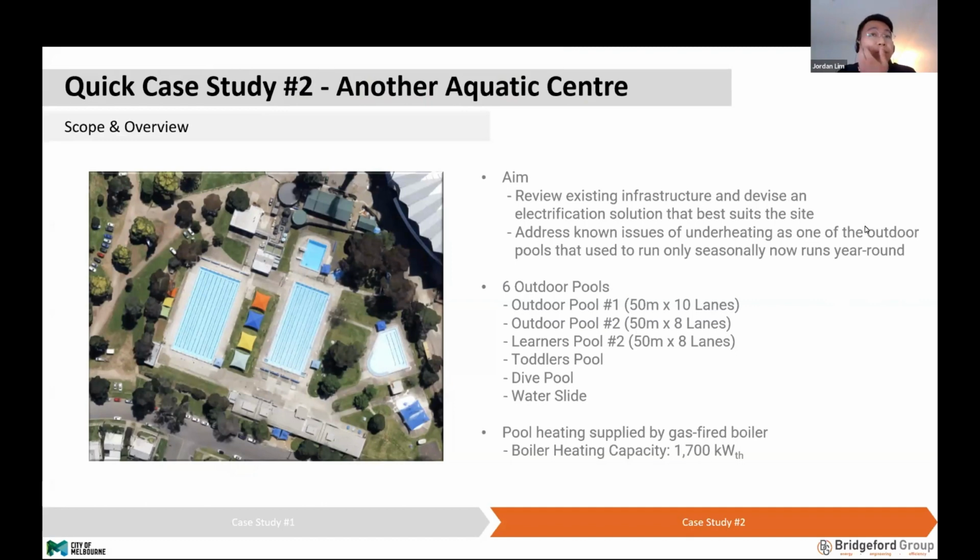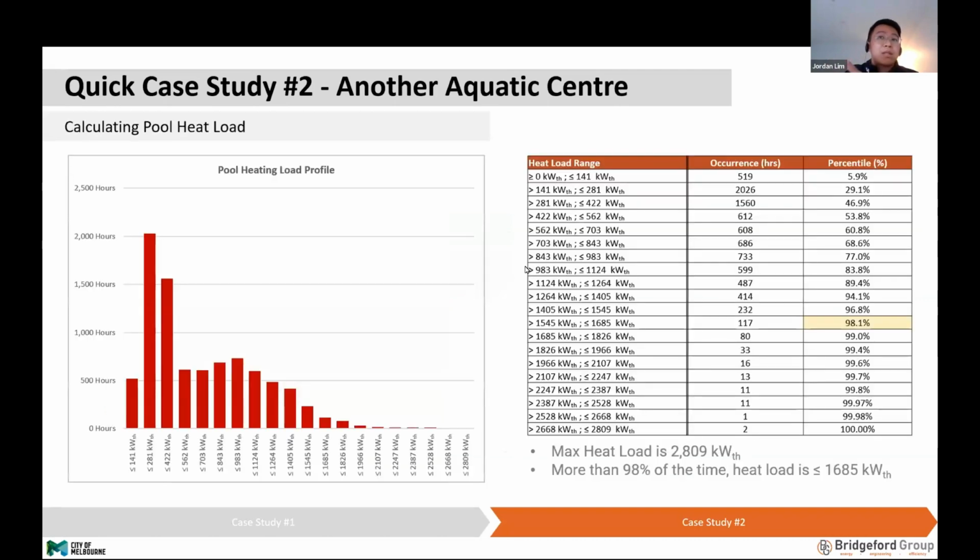We were performing a very similar study to the one that Hafiz and I shared earlier, but this one has 6 outdoor pools. The boiler is much bigger, sitting at 1,700 kilowatts, and there are still underheating issues, because one of the outdoor pools had apparently never been operated in winter but was made to run year round after COVID. Taking the same steps, we calculated the heat load and found the peak heating load is about 2.8 megawatts, as opposed to the currently installed 1,700 kilowatt boiler.